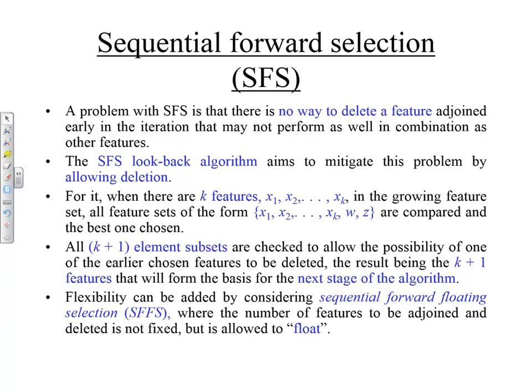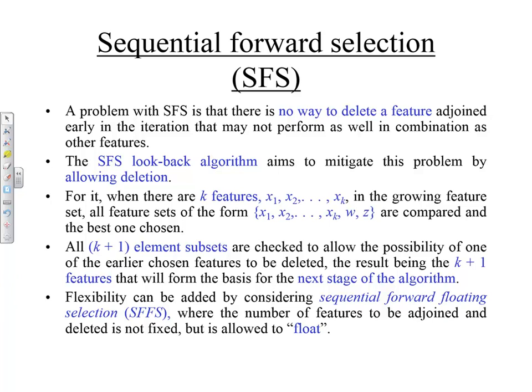So for this sequential forward selection look-back algorithm, when there are k features up to xk in the growing feature set, all feature sets of this form, so instead of just adding one more feature, you add two more, okay? So k plus 2, you compare all of them, right? And then you choose the best one, okay? But now in one step, instead of going from k, you've gone from k to k plus 2, right? Now you'll take one of them out, right?